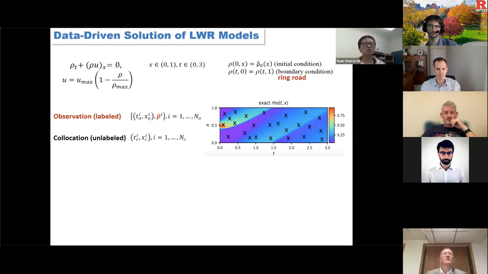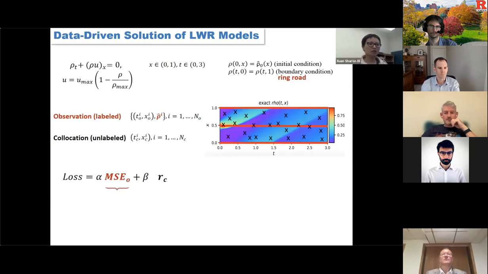So then we assume we have some observation data here. The red bars represent where the loop detectors are located. That's why we only collect the data for those fixed locations across time. And then we also have collocation points pre-selected. Then only based on these data, we can train a neural network following the step I introduced in the previous slide, and based on this loss function.